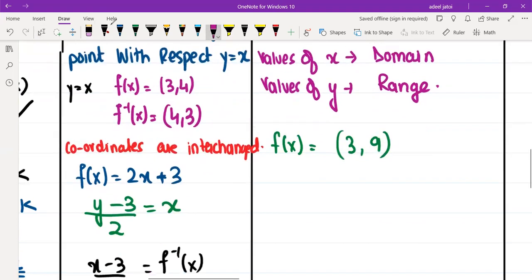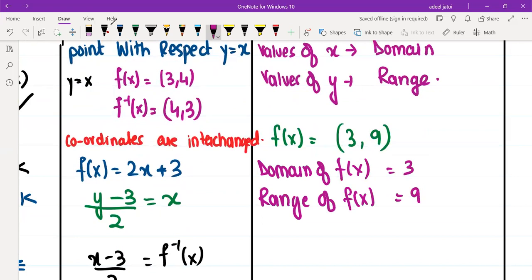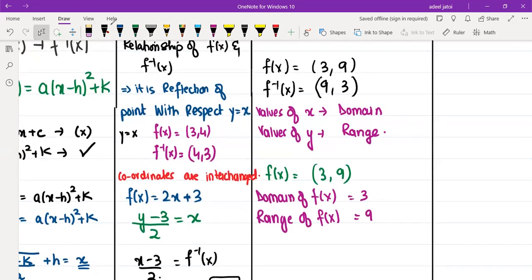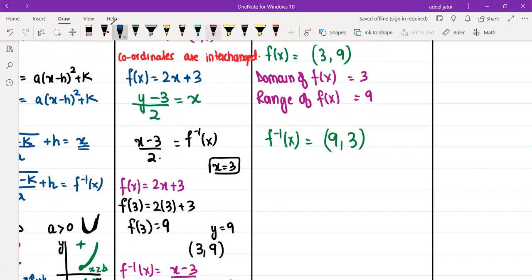So if we are talking about f(x) only, let's say (3, 9), we would say that the domain of f(x) is 3 and the range of f(x) will become 9. Obviously, when we talk about domain and range, we talk about inequalities. But at the moment, we are just working with an example so that we are clear with the concept. So for f inverse of x, this was (9, 3). So the domain of f inverse of x is 9, whereas the range of f inverse of x becomes 3.